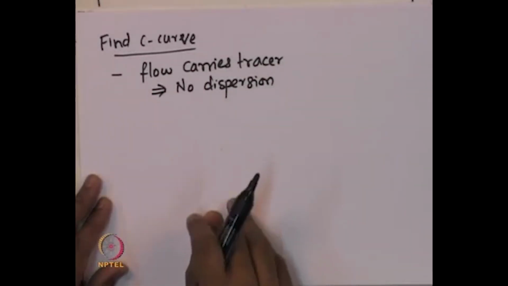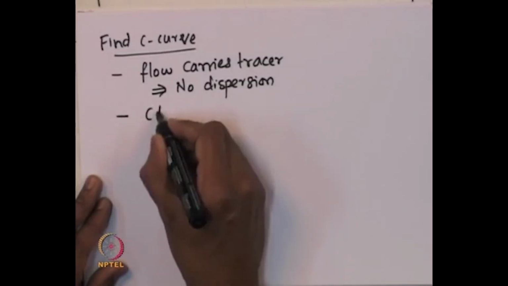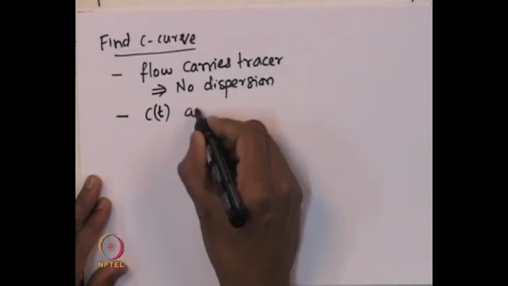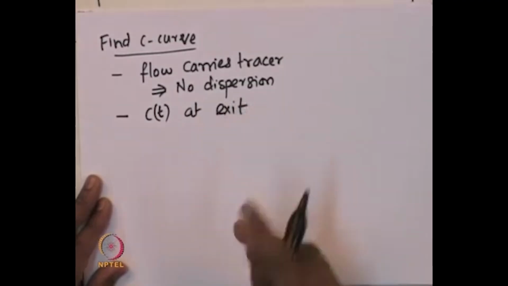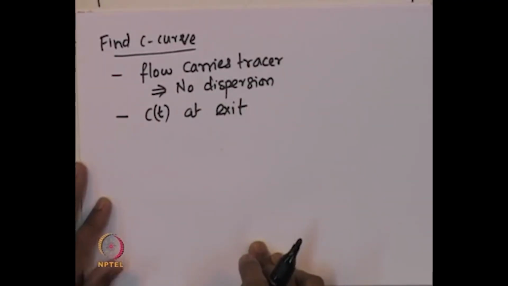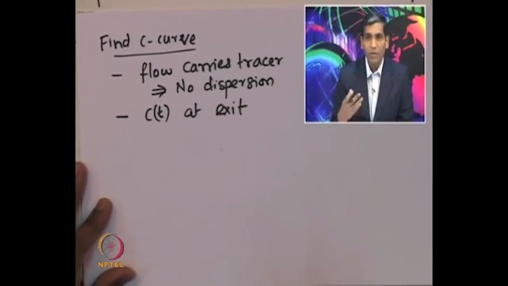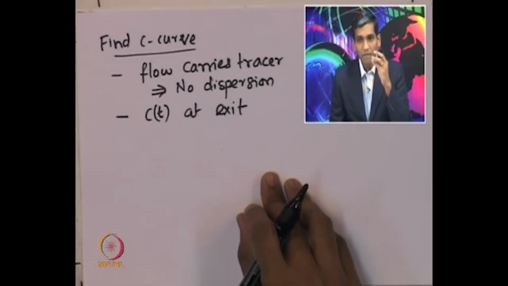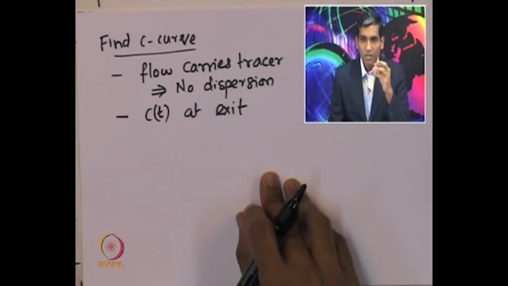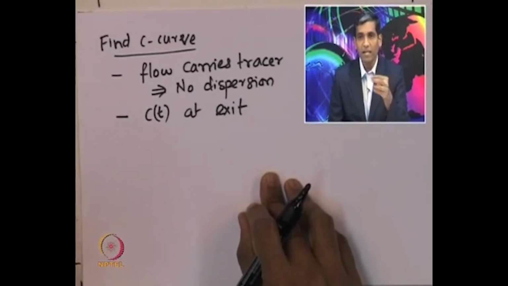Suppose we assume that there is no dispersion, and then we measure the concentration of this tracer at the exit, that is the effluent stream. Now, the trick to construct the C curve is basically to choose a very small time step delta t, and the delta t should be chosen such that the concentration of the tracer in the effluent stream within this delta t does not change significantly, and then measure the concentration of the tracer at every delta t which is very, very small.